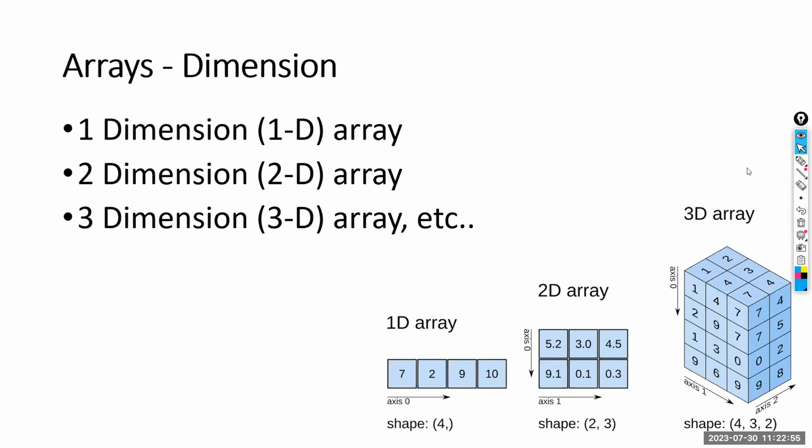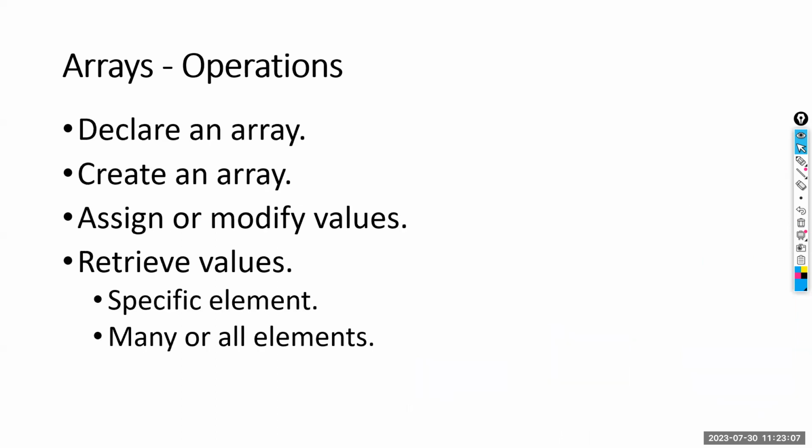So as I told you, the array can be 1 dimension, 2 dimension, 3-dimension, and even you can go for 4, 5, and so on. So the number of indices will increase. So how do you create array, work with array? Because you did this in semester 1, okay? So you declare array, create array, or you can combine these two together.